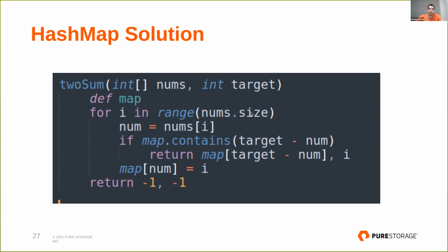And what would be the runtime complexity of this? You have one for loop, so that would be n. Inside, you're checking if the map contains an element. That's constant time, average case. And then you're adding to the map, which is also constant time. So this whole thing went down from n squared to n, which is great.